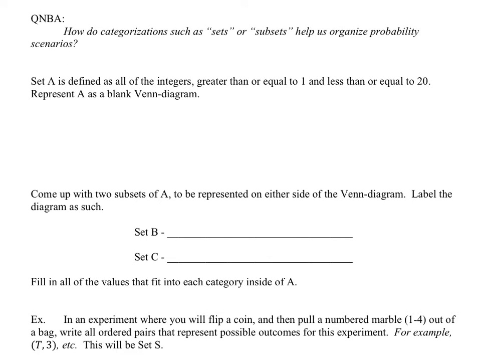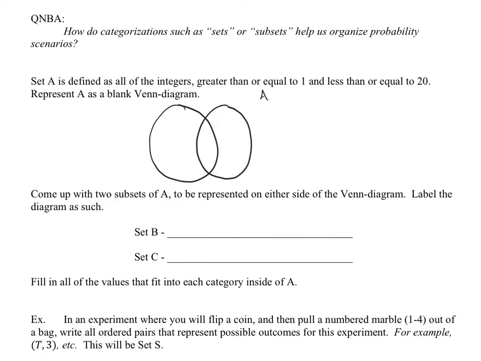So we're going to talk about a scenario here where we've got set A. It's defined as all of the integers greater than or equal to 1 and less than or equal to 20. So every integer from 1 to 20, essentially. And we're going to represent A as a blank Venn diagram first. So we're going to say that we're dealing with a set A, and this is that set A.